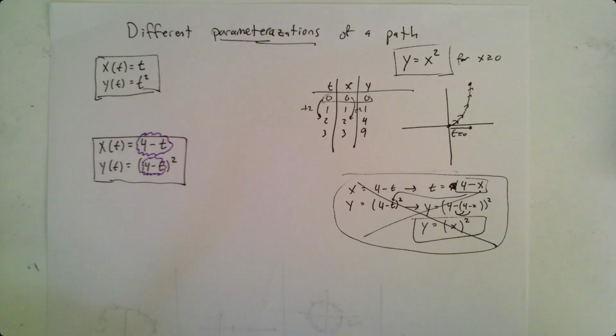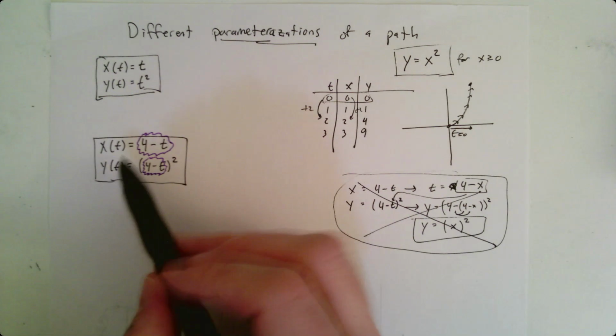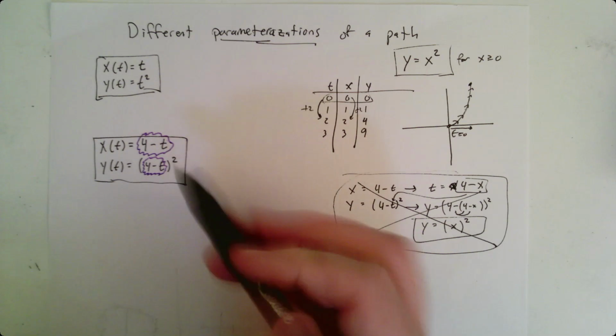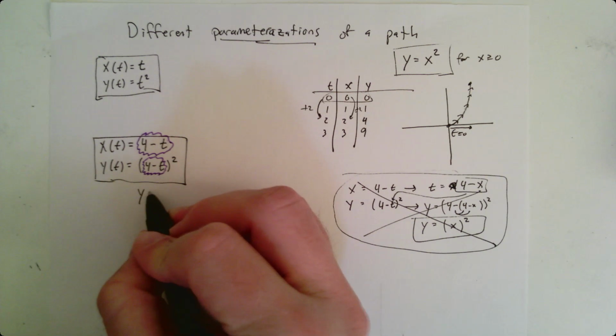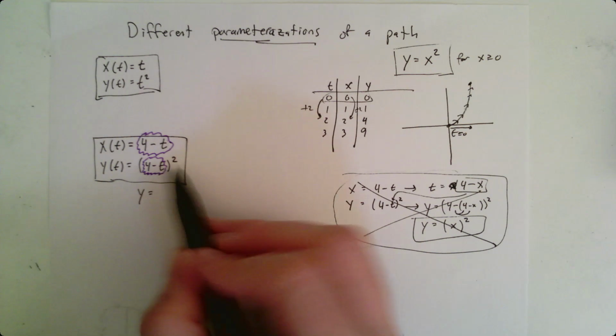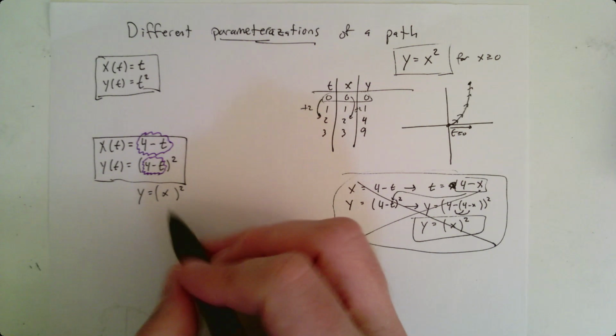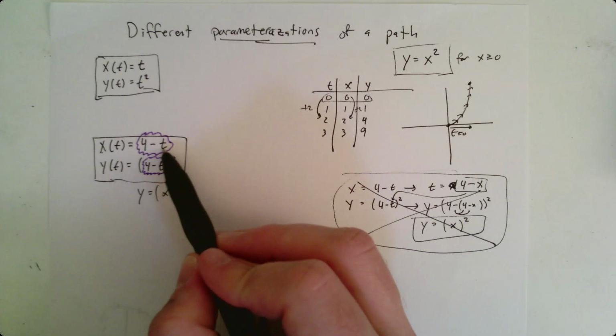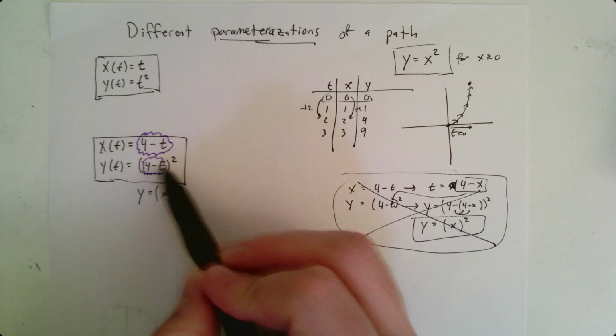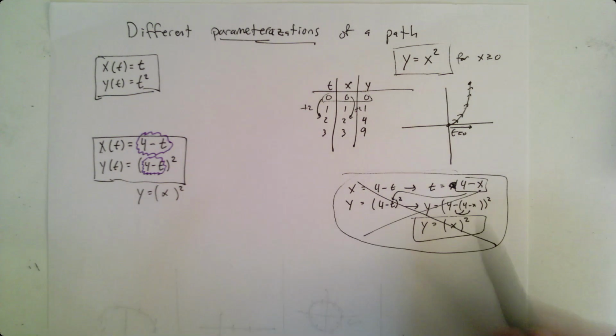So, I mean, you could even just do a substitution like this. I know that x is the same as 4 minus t, so saying that y is 4 minus t squared is just the same thing as saying y is x squared, because x is 4 minus t. So I just make that substitution straight in there. I don't need to isolate t at all.